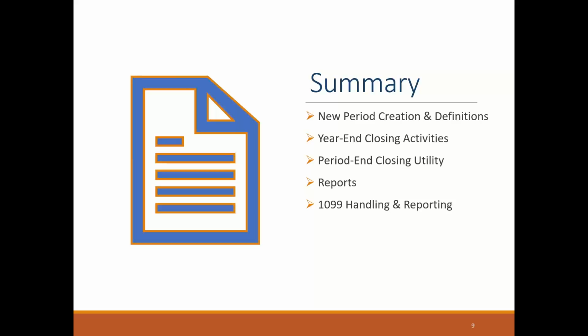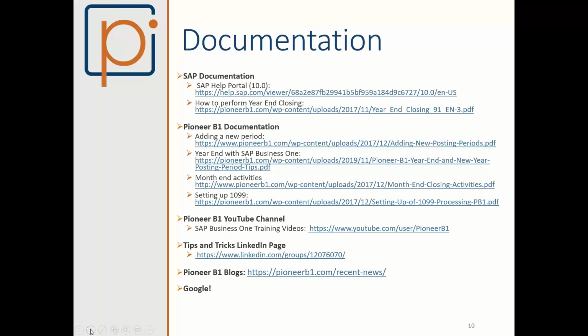helpful. So just to recap what we did today, we looked at how to create a new period and the different options when setting up a new period, and how to extend your current period due dates. Year-end closing activities and how to use the utility of the period end closing. We looked at some reports that will support that process and will help you with those activities. And we touched on the 1099 handling and reporting. So with that being said, feel free to ask any questions, but let's go and see some of that documentation.